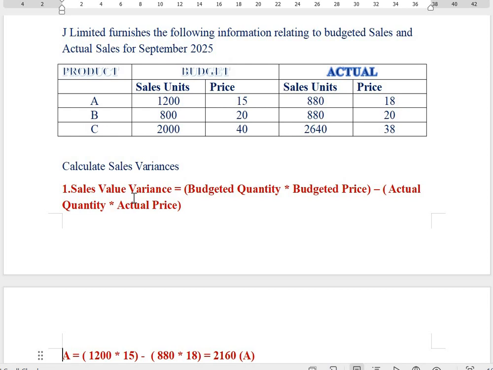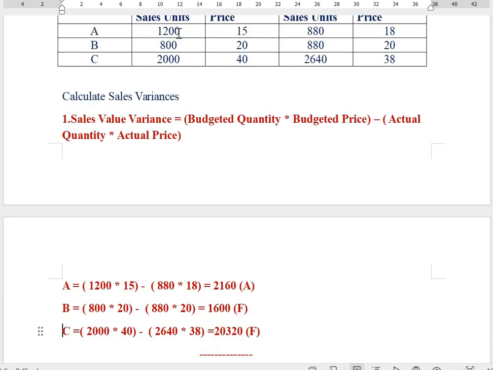Budgeted sales for product A is 1,200 into 15, that is, the budgeted quantity of product A into the budgeted price. Similarly, the actual sales: 880 units are sold at 18 rupees, so actual quantity into actual rate per unit. So we compare budgeted 1,200 into 15 and actual 880 into 18. In the case of sales variance, when the budget is more than the actual, we call it adverse.